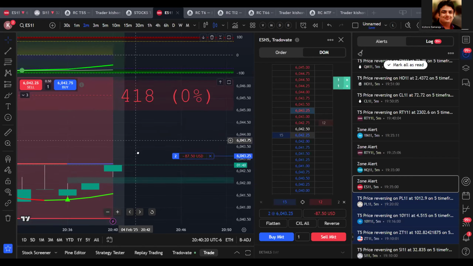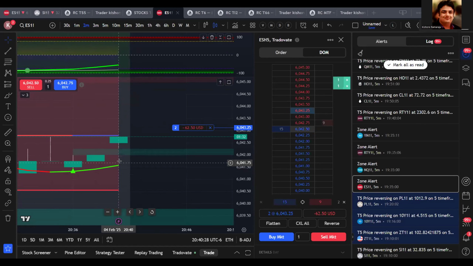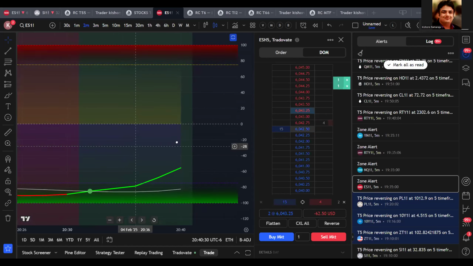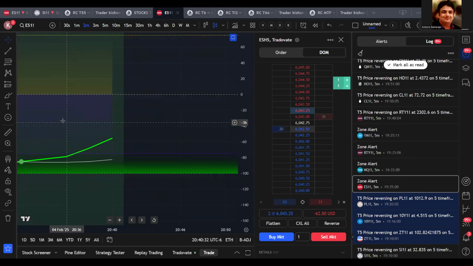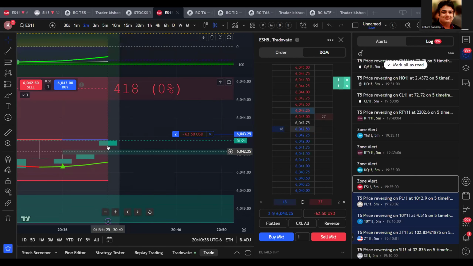So if it breaks this, then it will go all the way till this point. Right? Your price pulse is turning blue. That means it is telling that it can go up. Your T5 is becoming green. And this one came all the way to the bottom. And then you can see a nice gap. So there is a high possibility for price to go all the way where there is liquidity. It can go all the way to this 6045 or 46 and then drop.